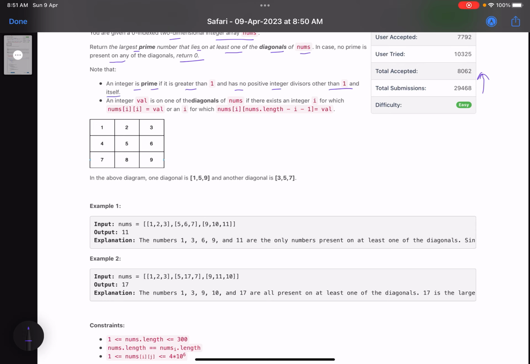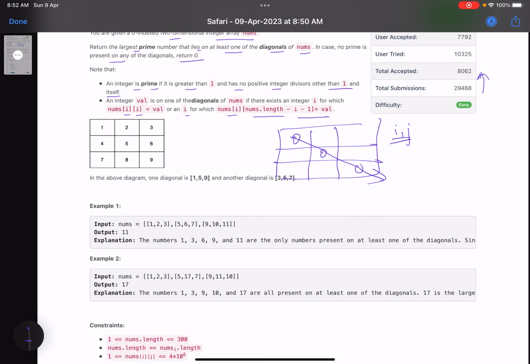An integer val is on one of the diagonals of nums if there exists an integer i for which nums[i][i] equals val, or nums[i][nums.length - i - 1] equals val. So basically, if this is an n cross n matrix, what are the diagonals? For the first diagonal, the row and column indices are equal. This is 0 0, this is 1 1, this is 2 2. So this is what this particular statement is saying.